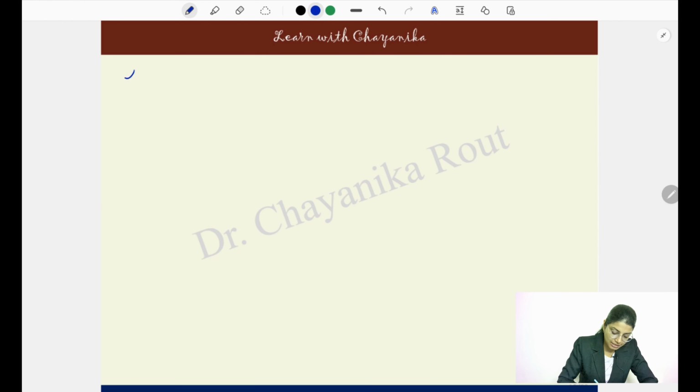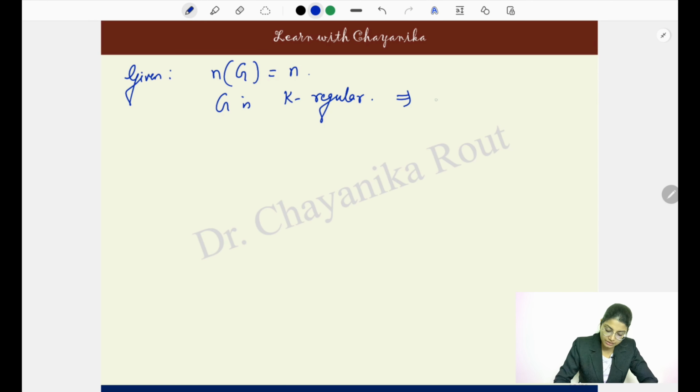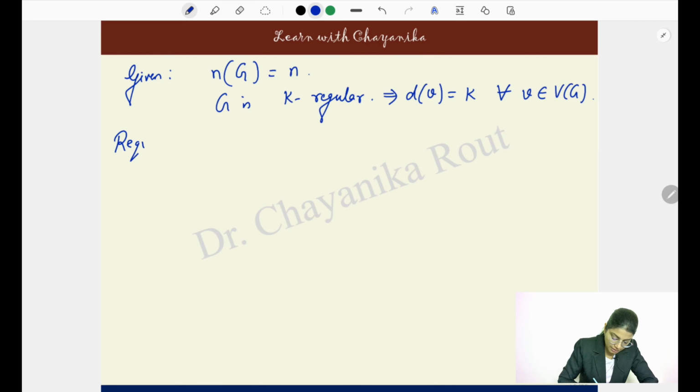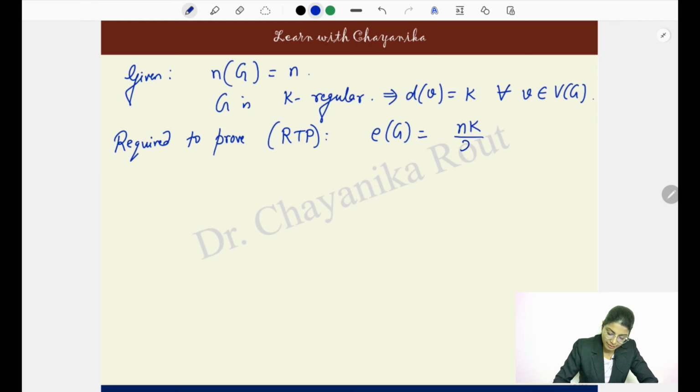So, let us list down what is given to us. We have been provided with a graph G whose order is n. G is k regular, that means every vertex is having degree k. So, let us write it. The degree of every vertex in the graph is k. This is true for all vertices V belonging to the vertex set V(G). Now, what is to be proved? So, we write it under required to prove, in short, RTP. So we need to prove that the size of the graph is nk by 2.